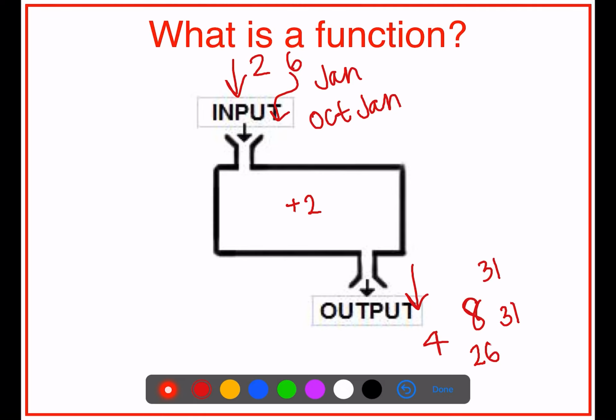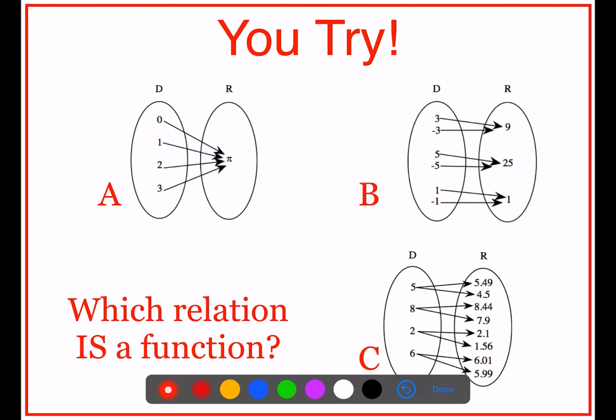So a function is when every input maps to one and only one output. So every input has a pair, and that's its output. So if I look here, when I'm thinking about what this looks like as a mapping diagram, every input maps to one output.